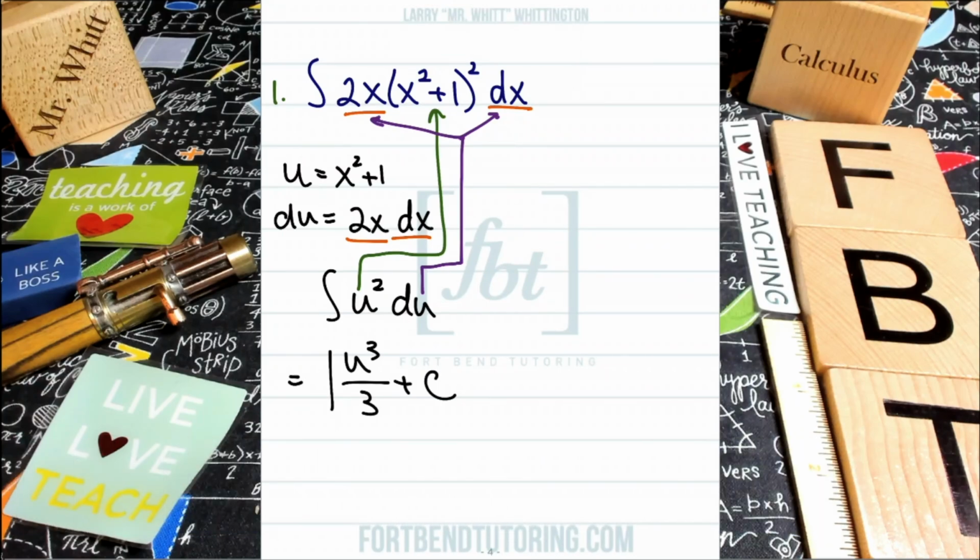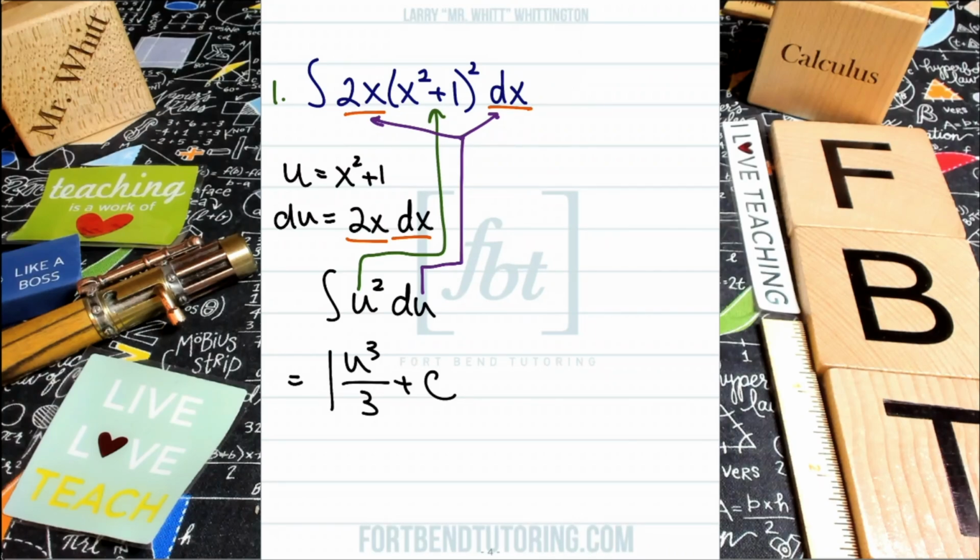Remember that we're trying to go back to the original function that 2x times (x squared plus 1) squared was derived from. And when you're taking the derivative of any constant, it becomes 0. And so that's why we'll need an arbitrary constant of c here, to show that the original constant from the original formula could have been any number. We don't know what it is. So that's why it's going to become our arbitrary constant.